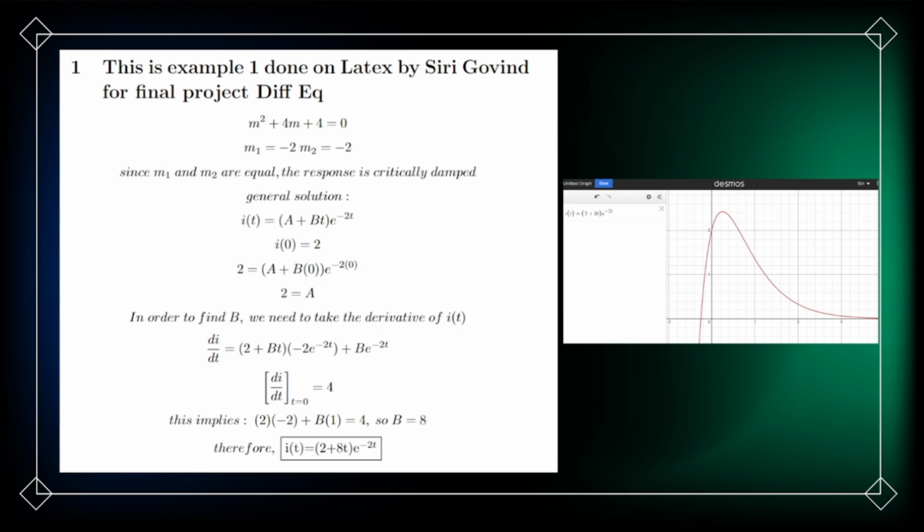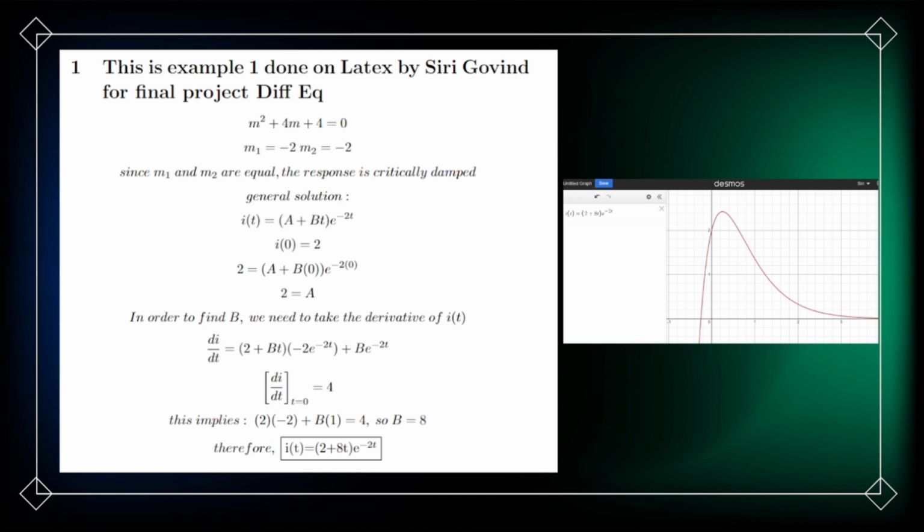And we have our initial condition here, i of 0 is equal to 2, and we plug that in to solve for A. And we get 2 is equal to A. And now in order to find B, we need to take the derivative of i(t). And we get di over dt is equal to (2 plus B times t) times negative 2 e to the negative 2 times t plus B times e to the negative 2t. And di over dt at time equals 0 is equal to 4. That's one of our other initial conditions that we were given. And this implies that 2 times negative 2 plus B times 1 is equal to 4. So B is equal to 8.